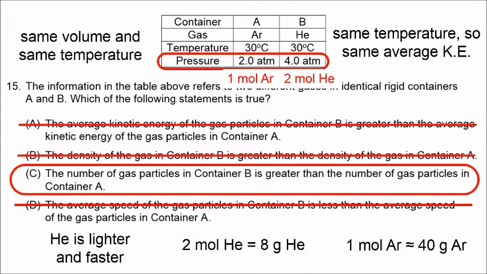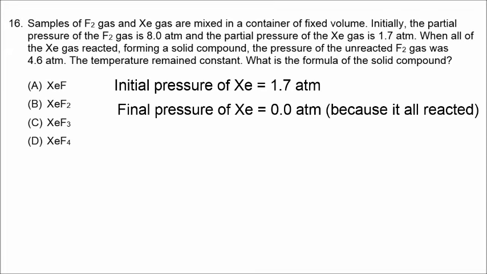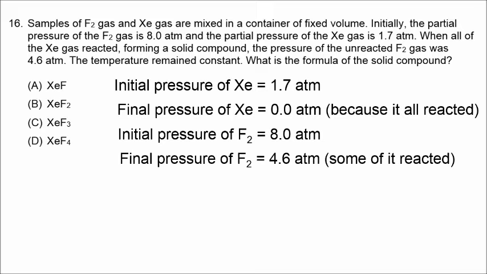All right, moving on to number 16. We have xenon, which has an initial pressure of 1.7 atmospheres. All of the xenon reacted, forming a solid compound, so the final pressure of xenon is 0 because it all reacted. Initial pressure of fluorine gas is 8 atmospheres, and at the end, after the reaction, the final pressure of fluorine is 4.6 atmospheres, so some of the fluorine reacted.